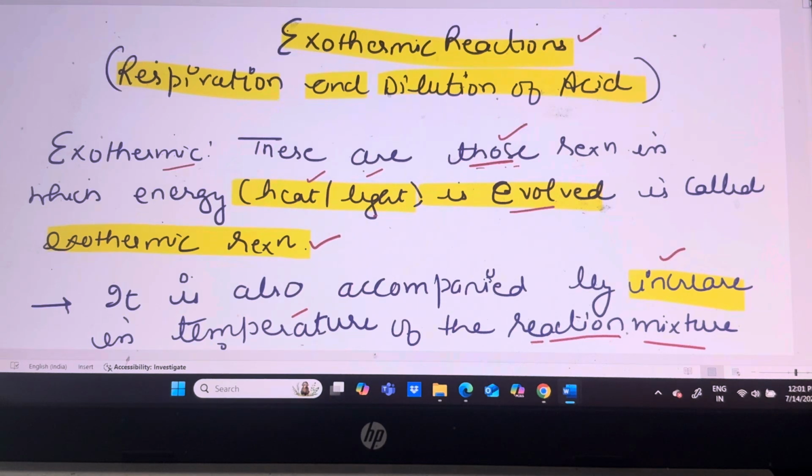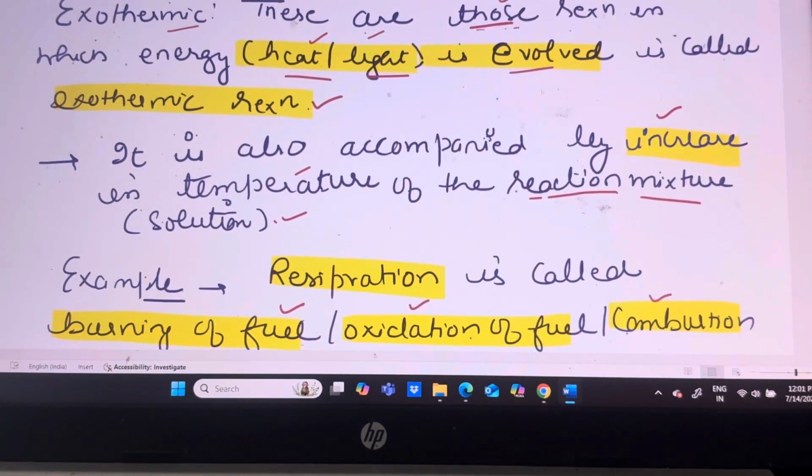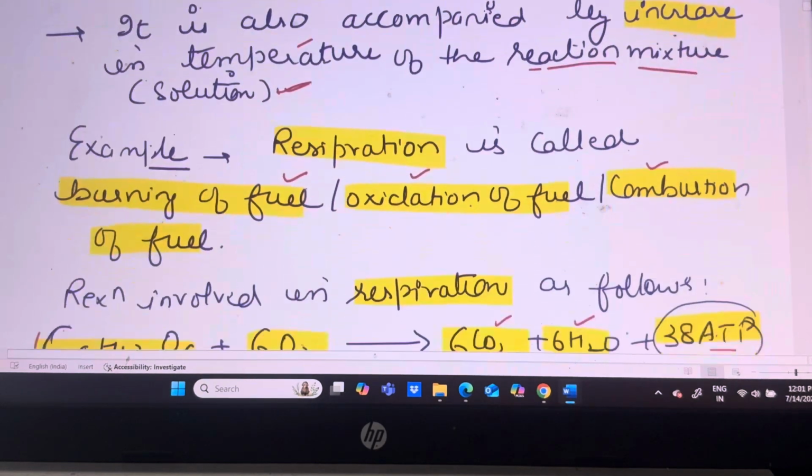Students, today my topic of discussion is what are exothermic reaction, and respiration and dilution of acid come under exothermic reaction. So first of all, I want to explain what is exothermic reaction. These are those reactions in which energy in the form of heat or light is evolved, called exothermic reaction. And students, exothermic reactions are also accompanied by the increase in temperature of the reaction mixture in which the reaction is carried out. And respiration is one of the examples of exothermic reaction.